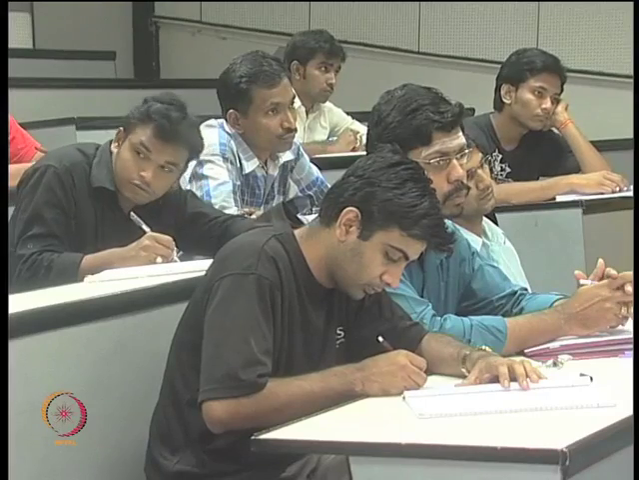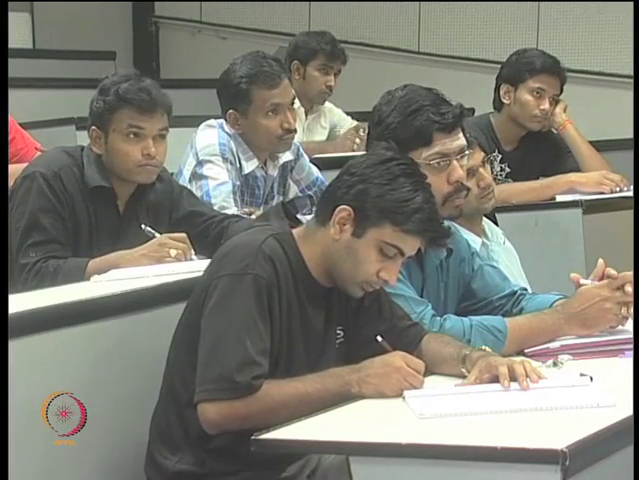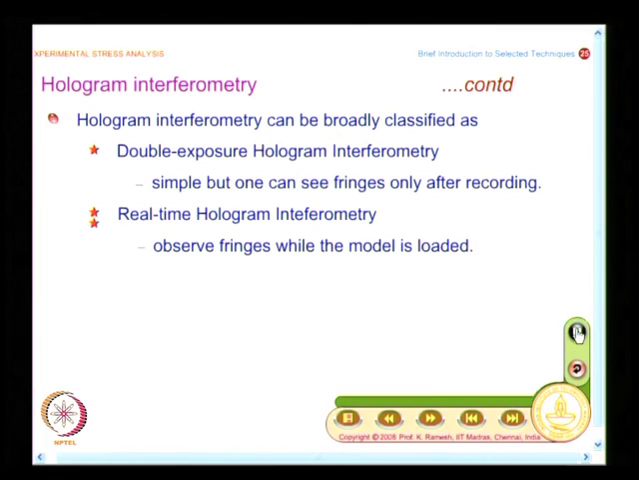Once you find a restriction, researchers do not keep quiet. Researchers find ways to circumvent this limitation. So, you graduate from double exposure hologram interferometry to real time hologram interferometry. The name itself suggests that you observe fringes while the model is loaded.